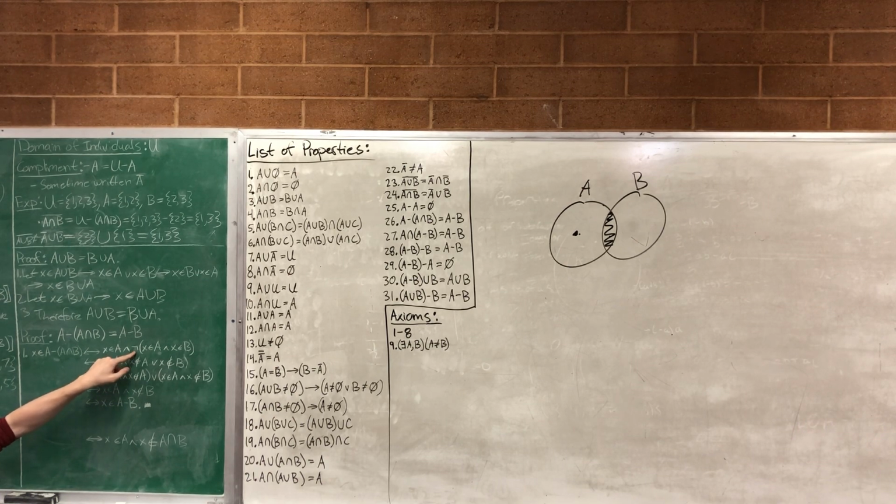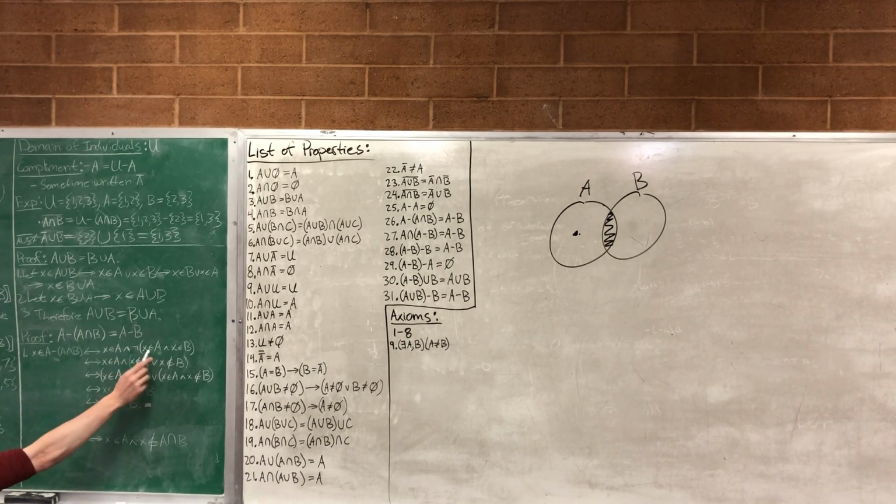Distribute the not. Not alpha and beta is not alpha or not beta. Right. We're just going to use simple tautologies. We don't even have to think it through. It's just going to happen. So are we good with this line to this line?